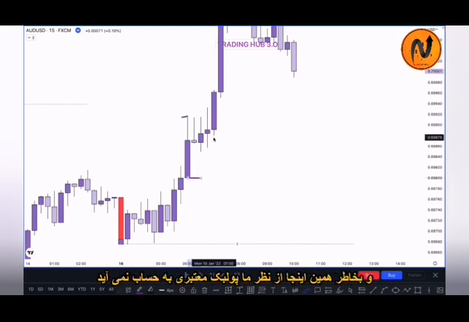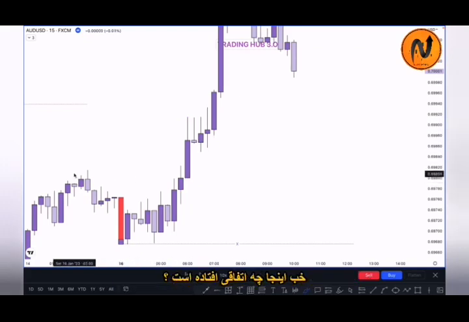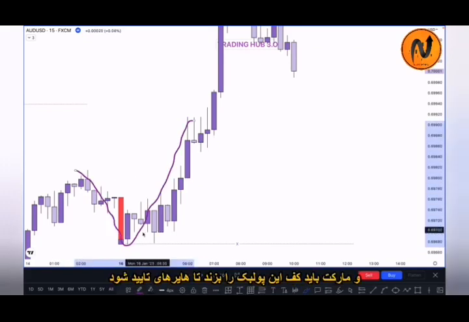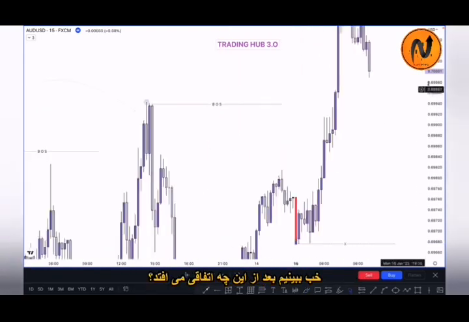That's why this is not a valid pullback as per our valid pullback theory. Okay, so what's happening here, this is our actual pullback, and the market must take out this pullback to confirm the higher high. So let's see what happened next after this one.